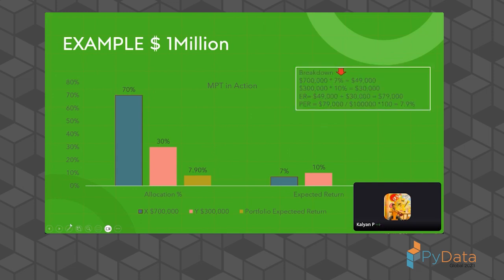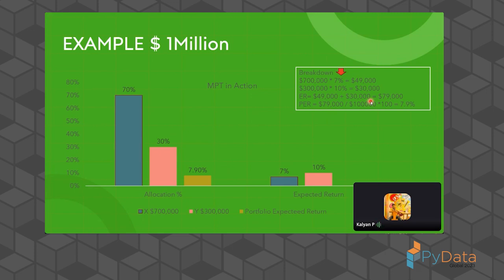If you look at this breakdown which I am pointing out here, we have invested $700,000 with an expected return of 7%, and when you calculate this, you get $49,000. Similarly, for $300,000 in fund Y with a 10% expected return, you get a $30,000 expected return. So when you sum up both expected returns, 49,000 and 30,000, it's $79,000 combined expected return.